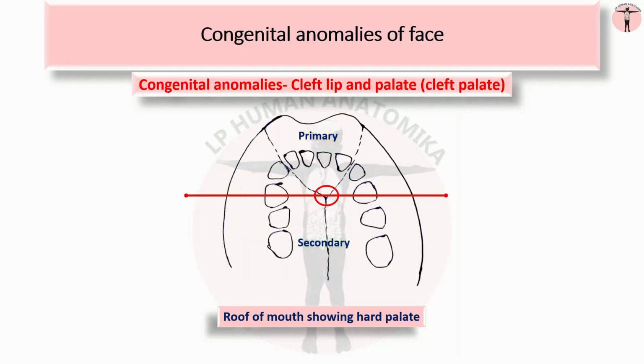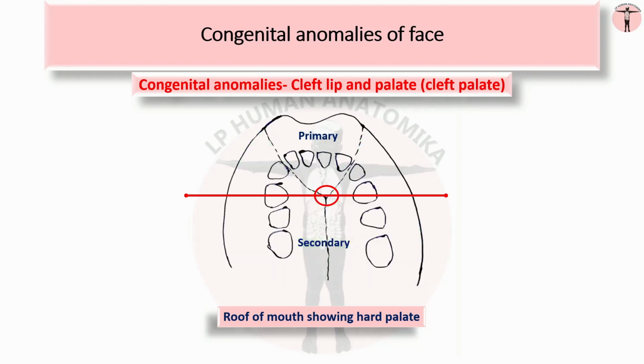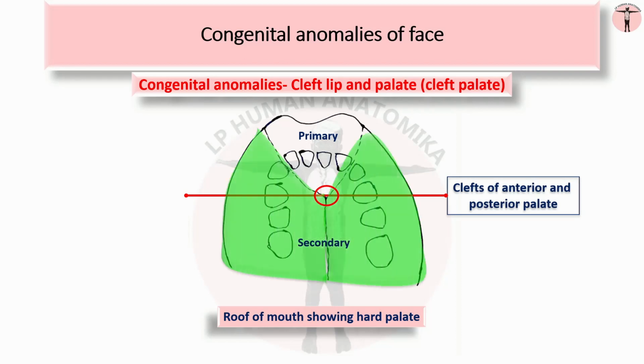Clefts of the posterior palate form because the lateral palatine processes and the nasal septum do not fuse with each other. Clefts of anterior and posterior palate are formed because the lateral palatine processes and the primary palate and the nasal septum do not fuse with each other.